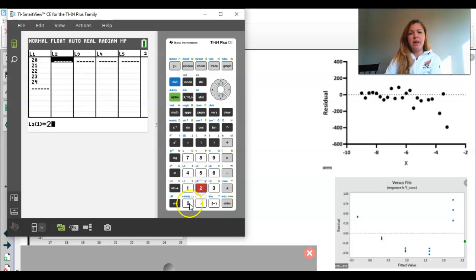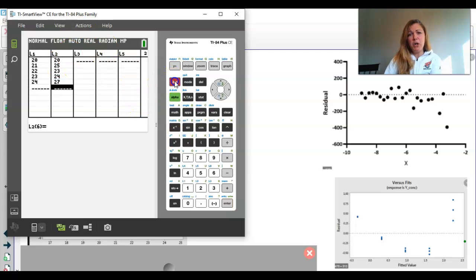Let's put in 20, 25. Let's do 23. Let's do 24. And then finally, let's do 27. Okay, just some made up data. In order to generate a residual plot, the first thing you have to do is you need to run regression.